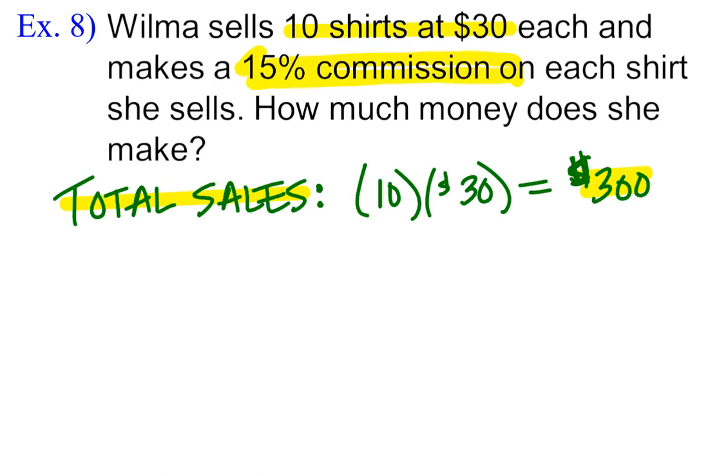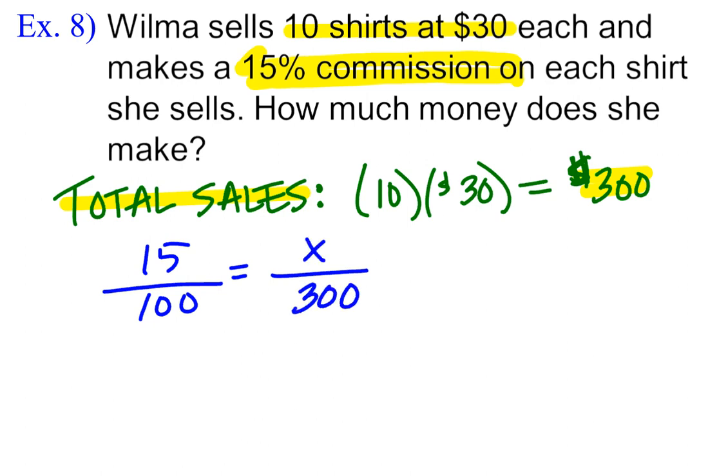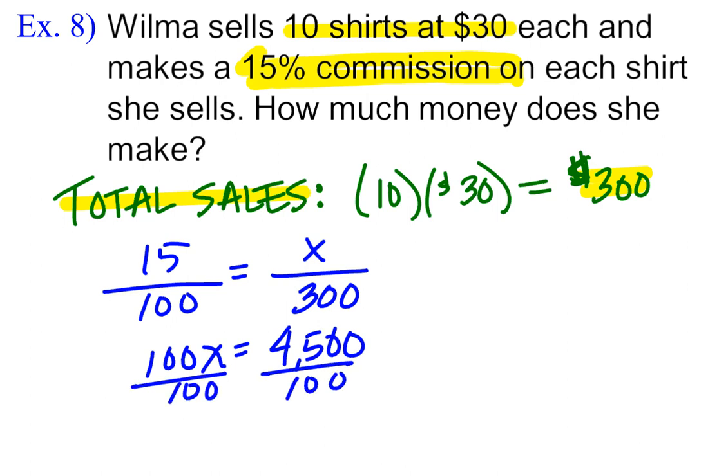So she gets 15% of this $300. So let's set up our proportion. She gets 15%, so there's our percent. And over here, this is of the $300, so we're going to put the X there. We're going to cross multiply, so we get 100X, and 15 times 300 is 4,500. And then we're going to divide both sides by 100 because that's the number with the variable. And we find out that X equals 45.